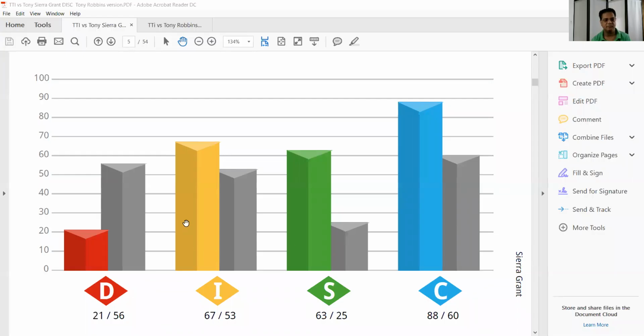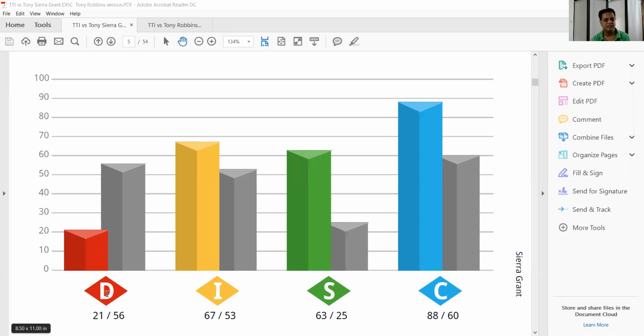There is a person that you're going to be hiring as an assistant, and you look at this particular report and tell me if this person would be a good candidate. So here is the Tony Robbins version. Let me share the screen with you, okay? And this sharing the screen here tells me this is the Tony Robbins version.